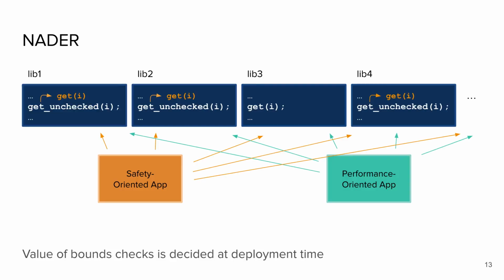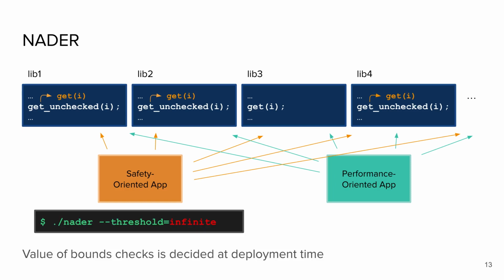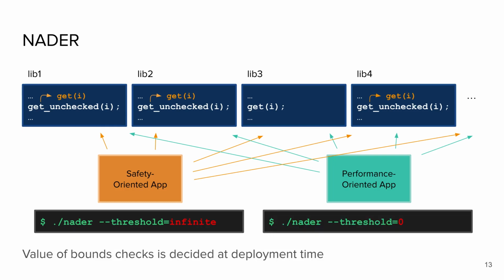At compile time, application developers specify a threshold value and a benchmark, and NADER automatically reintroduces as many bounds checks as possible subject to the threshold value. By specifying an infinite threshold, the safety-oriented application developer can use NADER to identify and convert all unchecked indexing operations into their checked counterparts. By specifying a threshold value of 0, the performance-oriented application developer can use NADER to leave out the bounds checks that significantly affect performance, and rerunning NADER in a new context enables applications to take advantage of opportunities available in those contexts.